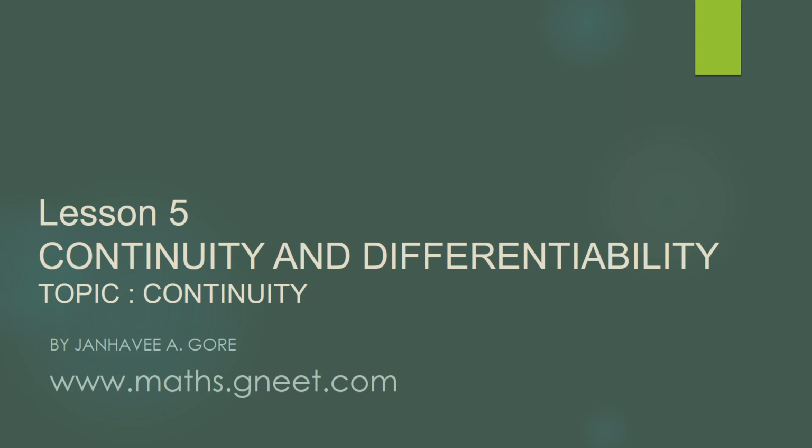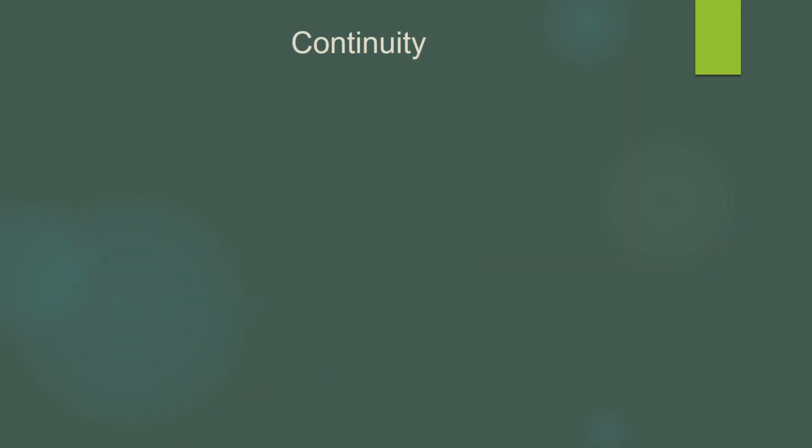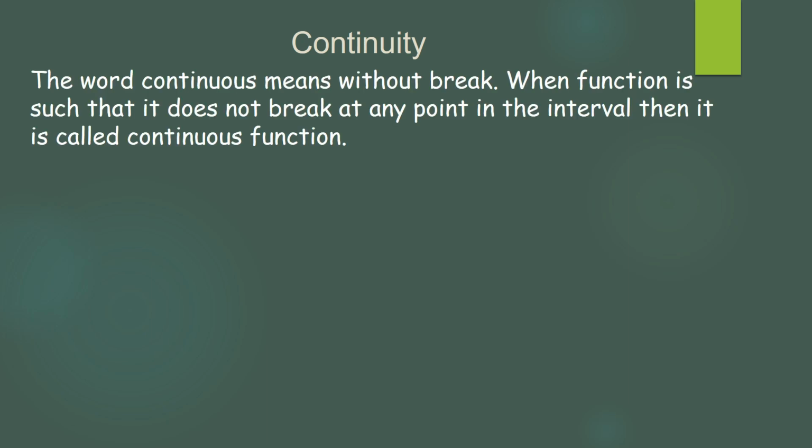Now what is continuity? That is, the function is continuous. The word continuity itself says that it should be continuous. Now the word continuous means without a break. There should not be any break in a certain interval. So when the function is such that it does not break at any point in the given interval, then the function is called a continuous function.